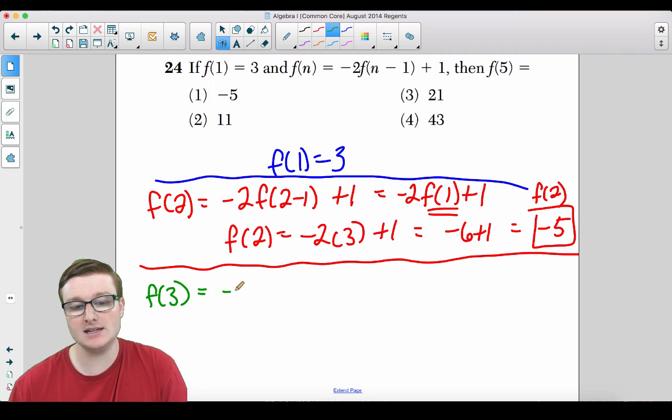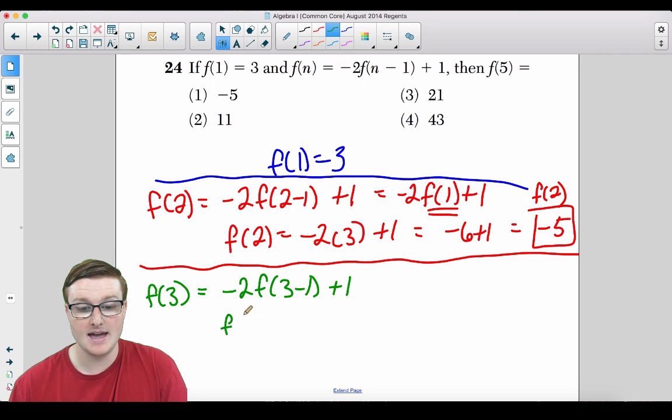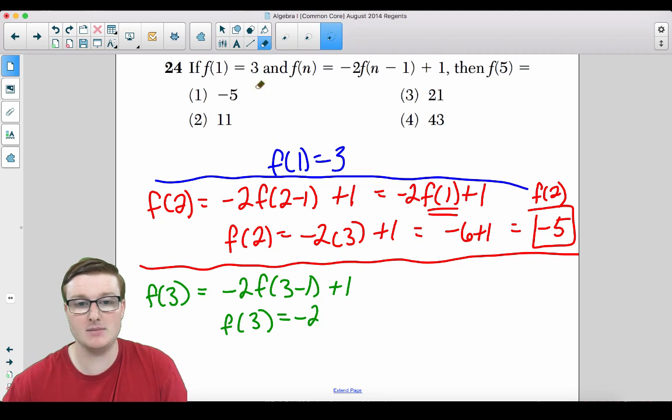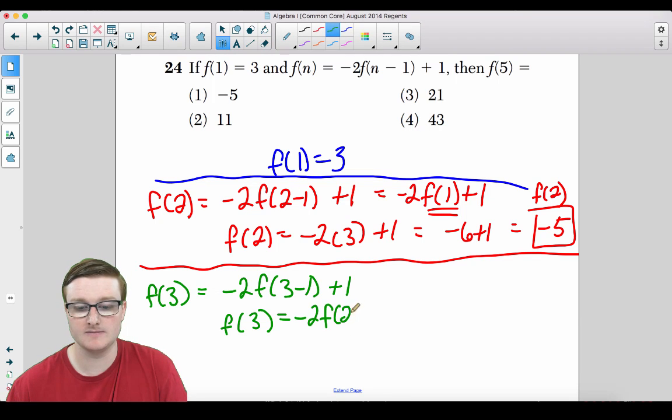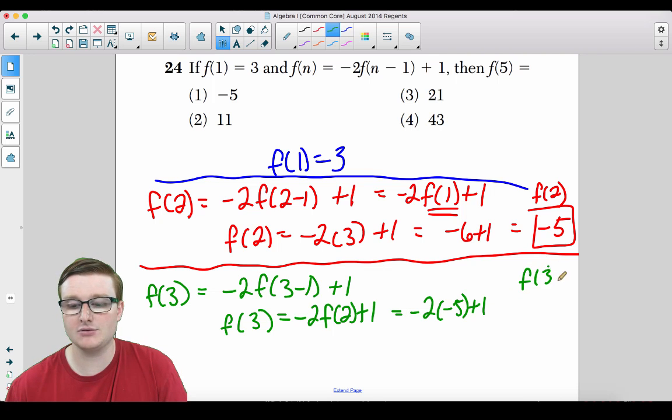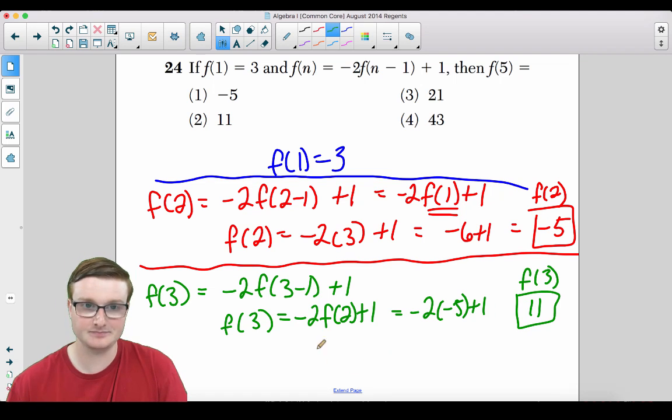So f of 3 is negative 2 f of 3 minus 1 plus 1. Well, what is f of 2? Because f of 3 minus 1, that's just f of 2, plus 1. F of 2 is negative 5. So we get negative 2 times negative 5 plus 1. Therefore, f of 3 is going to be equaling positive 11.